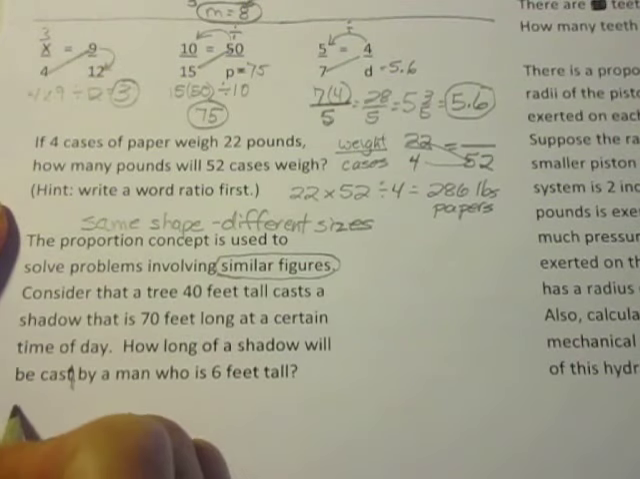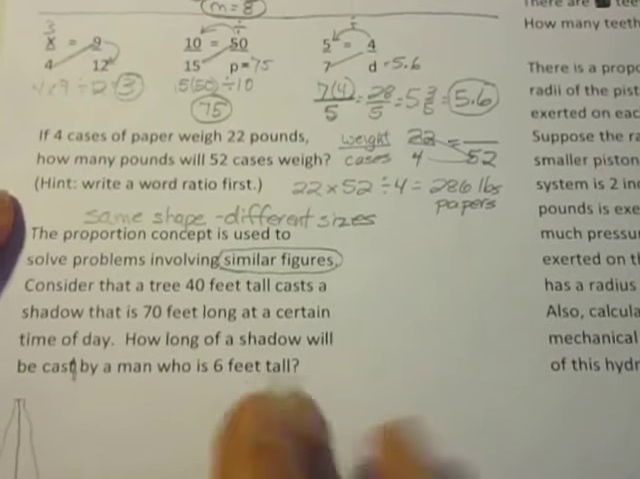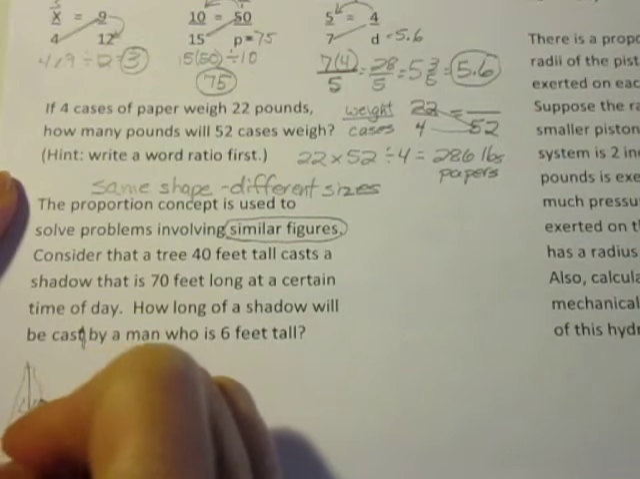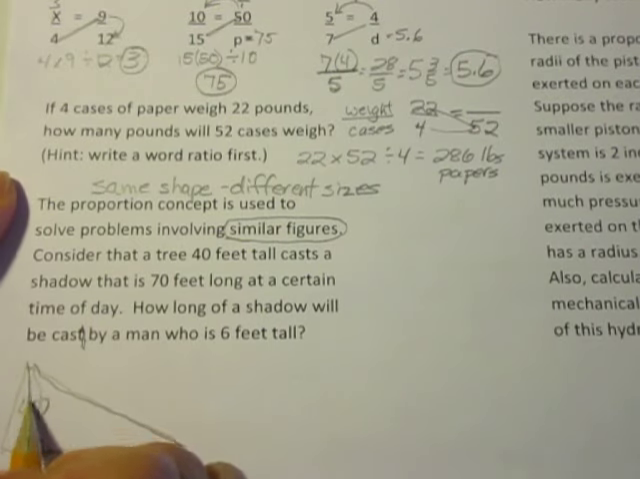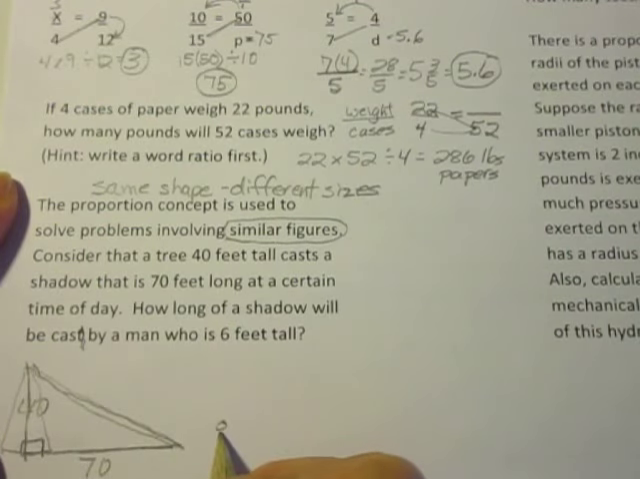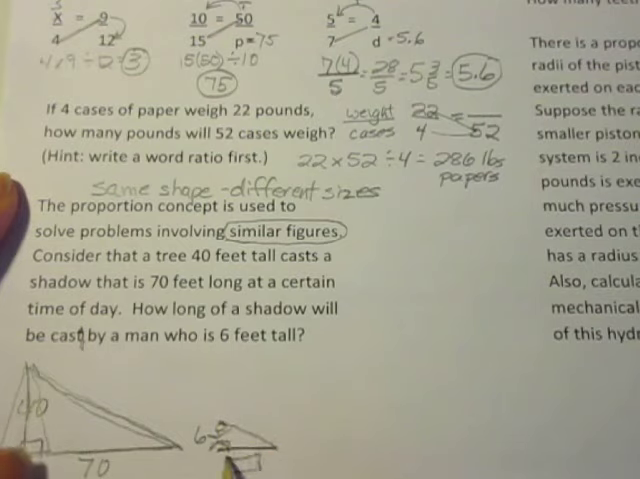So I'm going to draw my tree here. This is supposed to be a tree, and it is casting a shadow 70 feet long. I think a picture sometimes is very helpful. So this is 40 feet tall, 70 feet long, and it's casting this shadow. What I want you to recognize is that you've got a right triangle in here. Wow, my drawing is not very good here. And we've got this man standing over here, and he is 6 feet tall, and we want to find out his shadow. So we've got a right triangle there as well. This is the unknown that we are solving for.